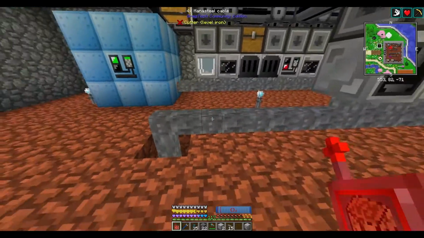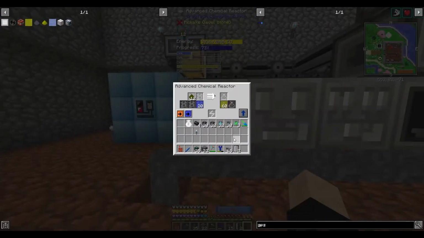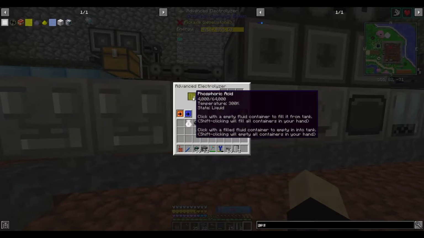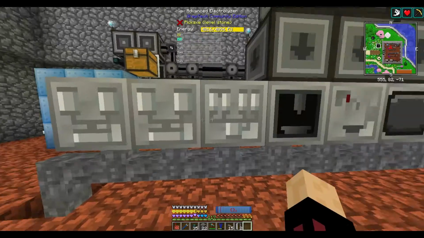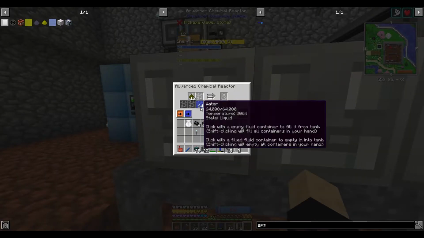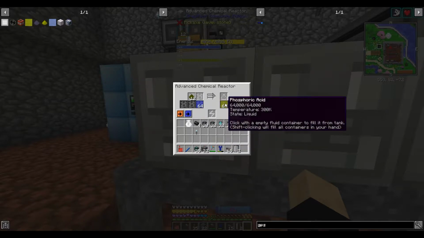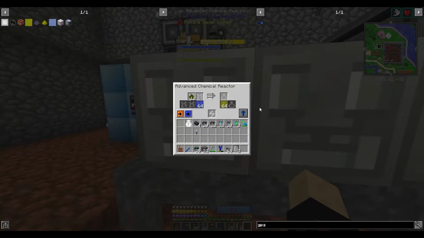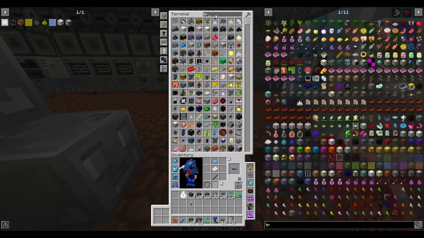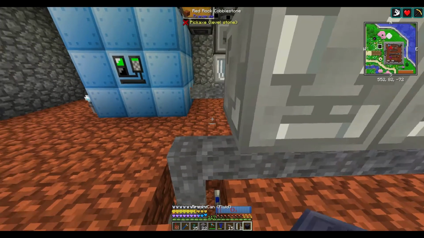So I made a little space in here. Let's see how we do that. So you can see it working right now. We start with, I think it was 7-8 buckets. I can't remember, but that all processes over here, that one over here. We already have 12 phosphorus pentoxide dust and wow, 64 buckets of phosphoric acid. Oh, that's really nice. Missing a fluid trash can, because we're producing some extra liquids we don't really care about.